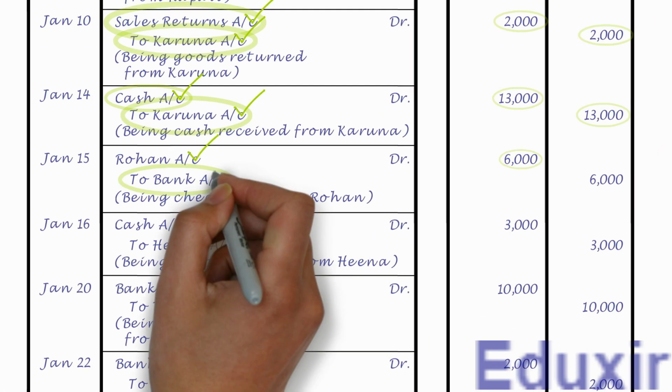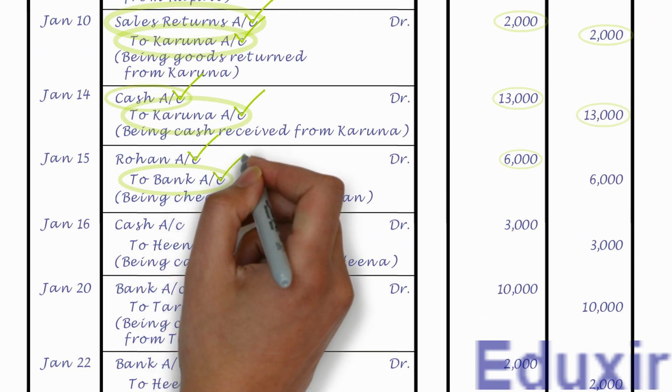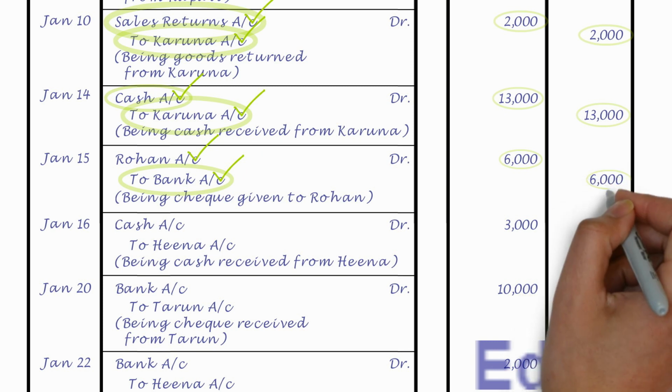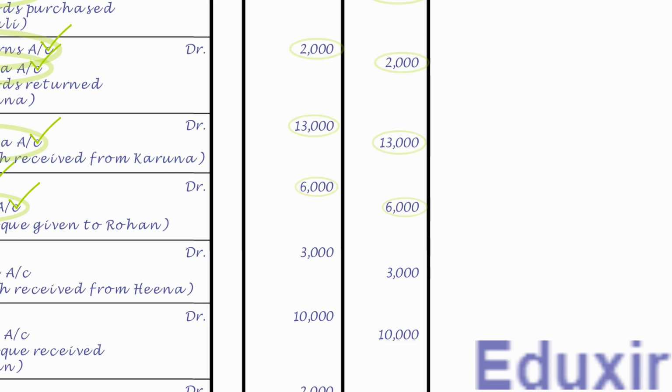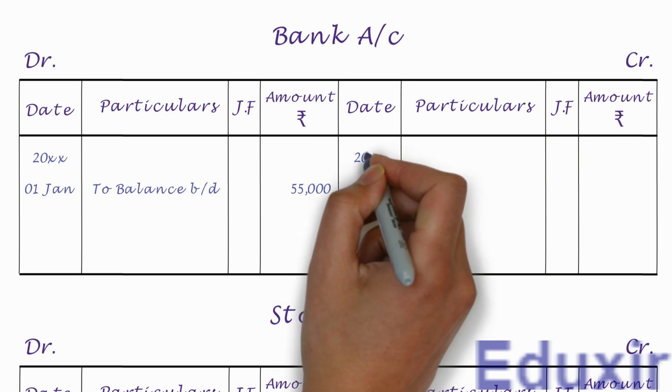As the name suggests, it needs to be posted on the credit side of bank account and the credit amount is 6,000 rupees. Note that the details that need to be posted into the particulars column is Rohan account. As we already have the bank account, let us now post this entry into that account. As this is the first entry on the credit side, let us first write the year in the date column.